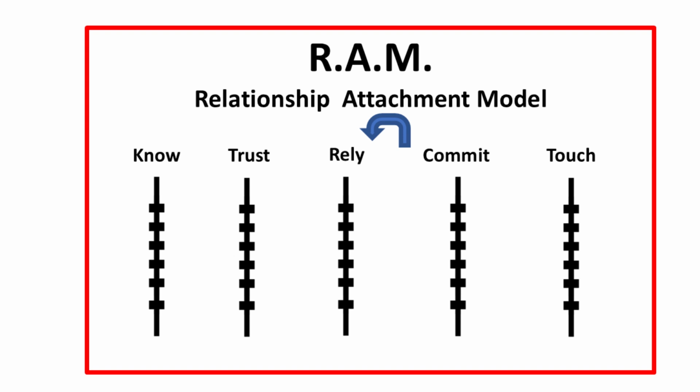As you look at the model, how can you commit to someone you can't rely on? How can you rely on someone you can't trust? How can you trust someone you don't know? You want to spend time in each area before moving to the next.